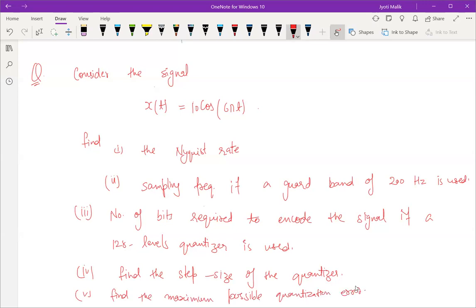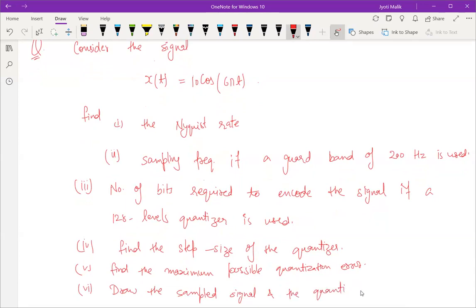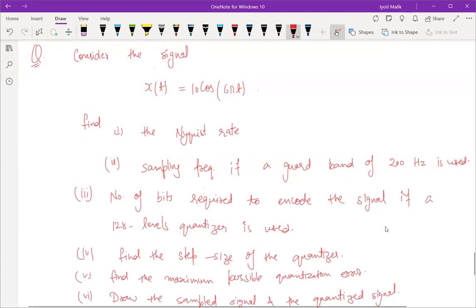And the next question is, draw the quantization diagram. Draw the sample signal and the quantized signal. If you are able to do all these questions, then the concepts are clear.